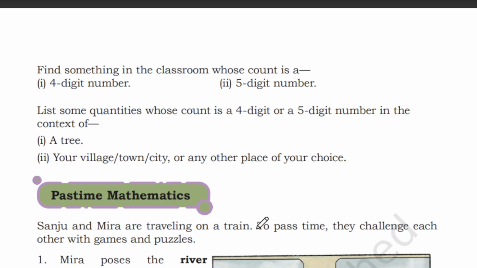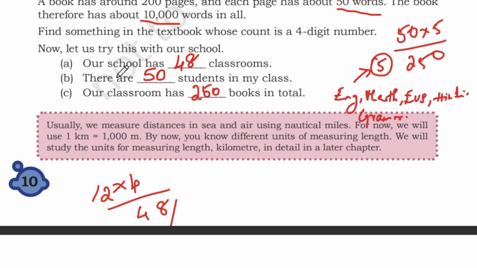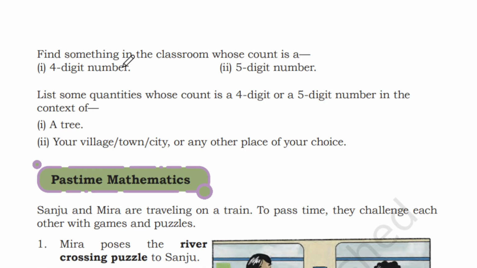Okay. So next, find something in your classroom whose count is a 4-digit number. So you have to find something in 4-digit number. So you already wrote 48, which is a 2-digit number, again a 2-digit number, again a 3-digit number. Now we have to find something in 4-digit number. So for a 4-digit number, you can write the number of words in your textbook.